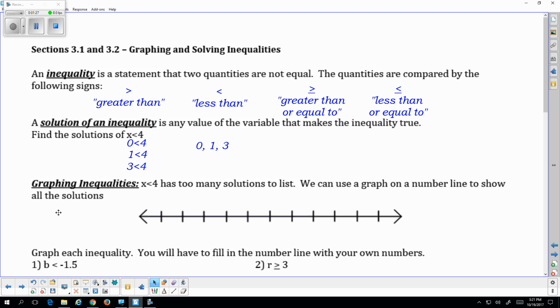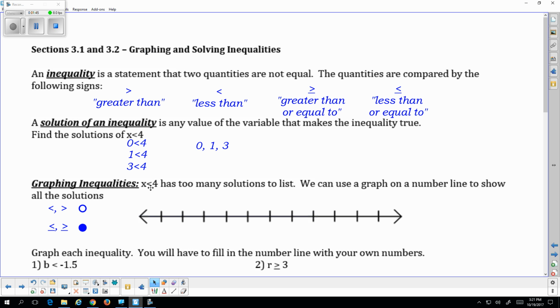And just a reminder with graphing, whenever you have less than or greater than, we use an open circle, because an open circle shows that that can't be an option. And then when we have less than or equal to or greater than or equal to, we do a closed circle. Okay, so just to review.